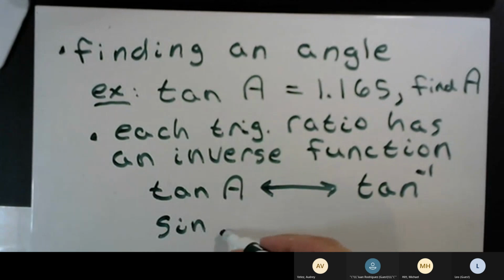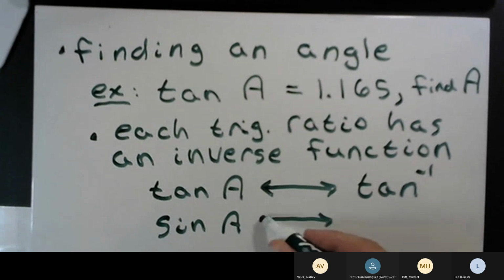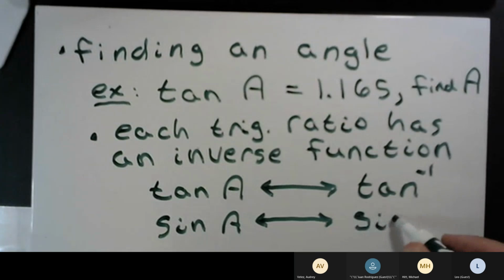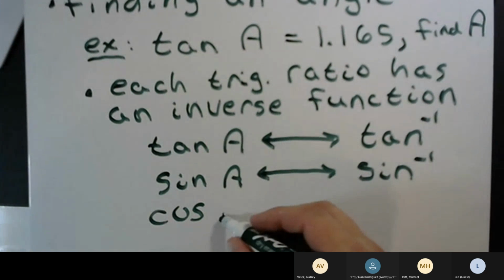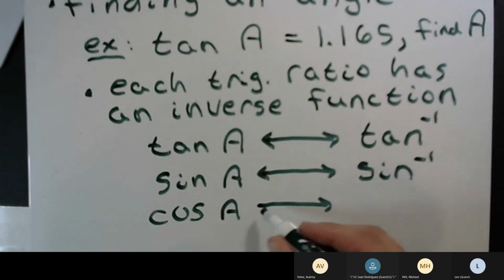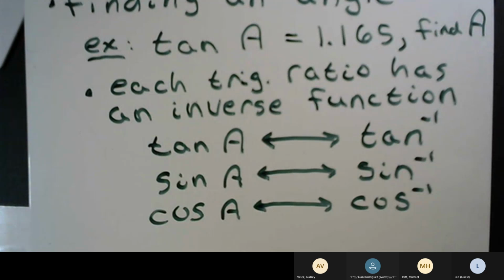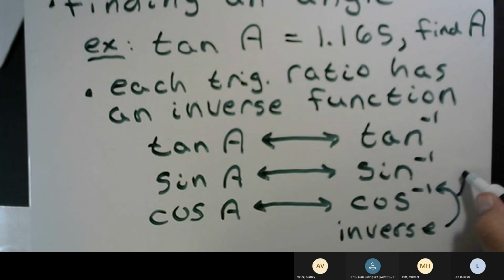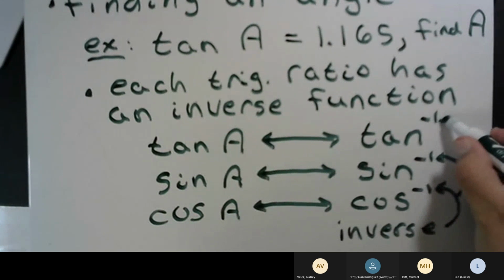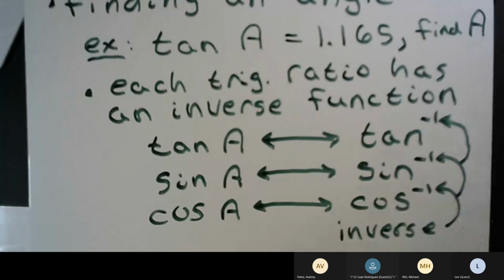Now, what does it actually do? Well, I'll tell you in just a second. There's a sine, there's a sine with this funny -1. This means inverse. And if there's a cosine, there's a cosine inverse. So those little minus signs mean inverse.